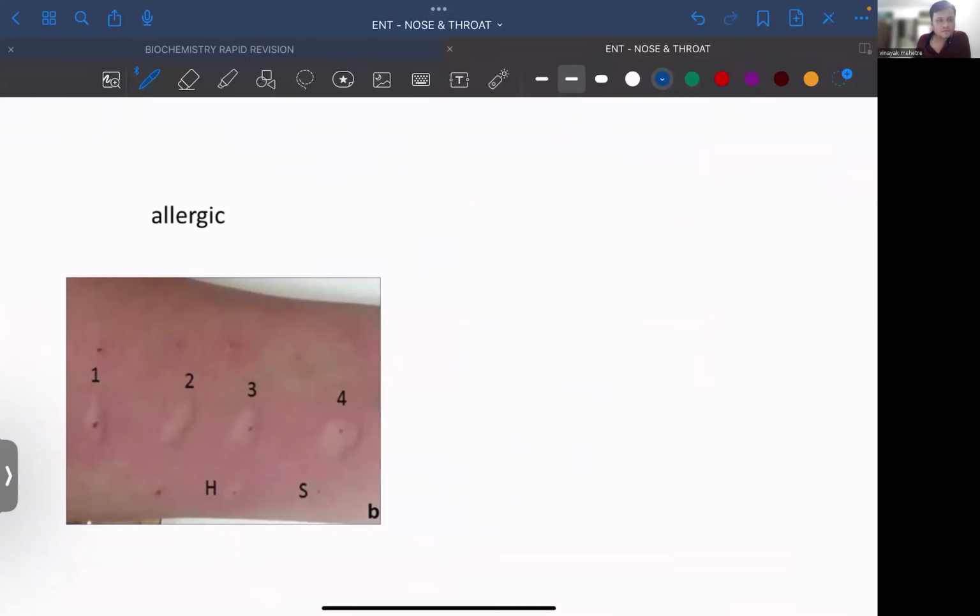A businessman from Delhi went to some village. Now he is having discharge from the nose. Now he is having discharge from the nose. What is the cause?